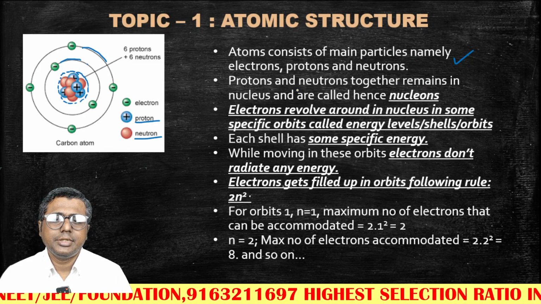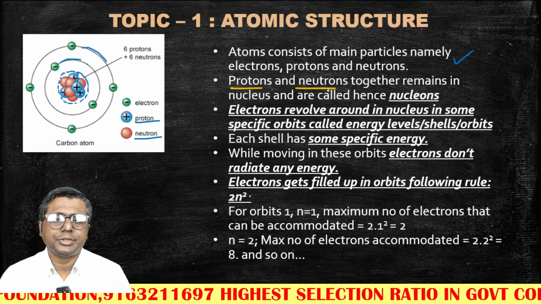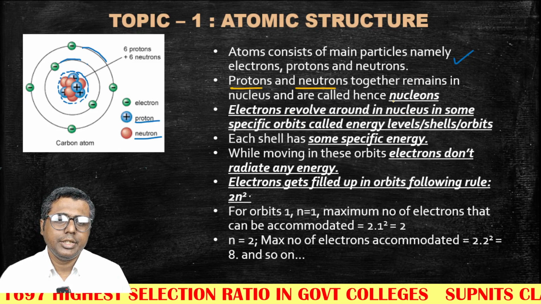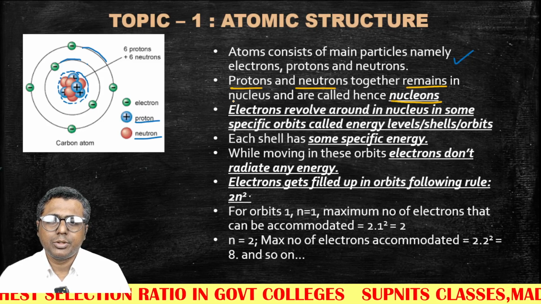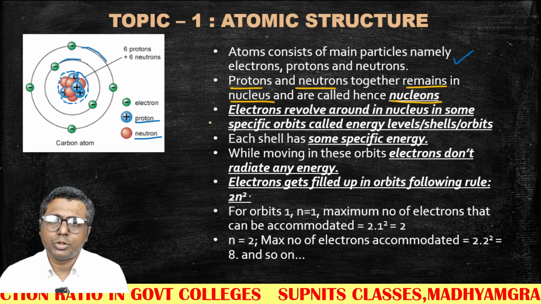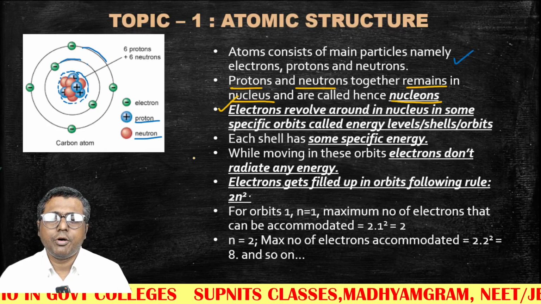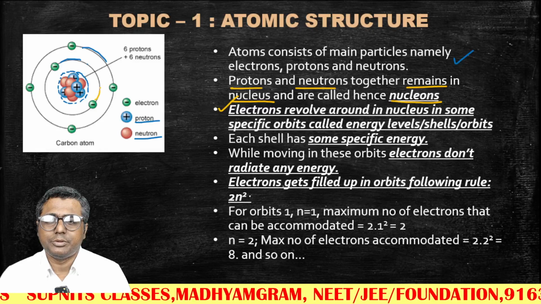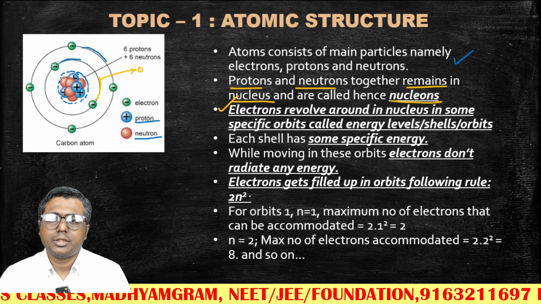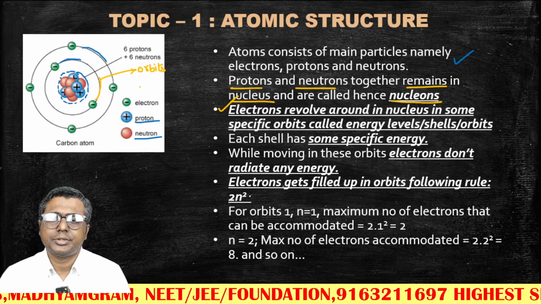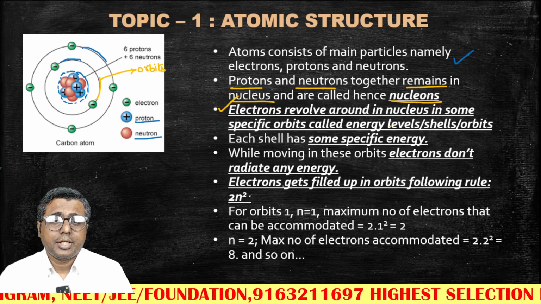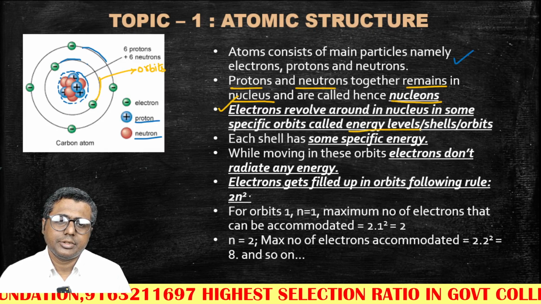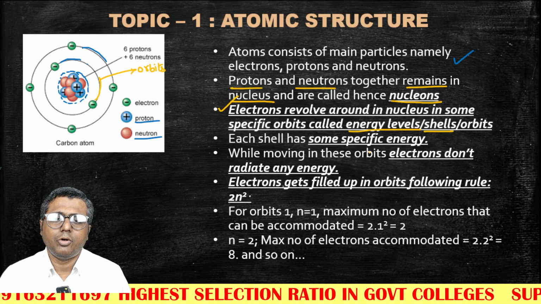Protons and neutrons together remain in the nucleus, and hence they are called nucleons. Electrons revolve around the nucleus in some specific orbits. These are the orbits we are talking about. These orbits are also called energy levels or shells.